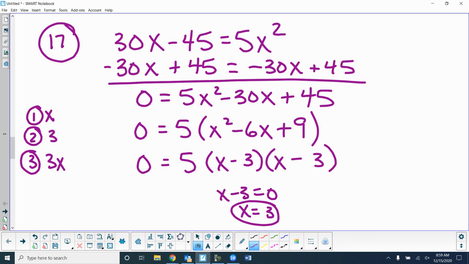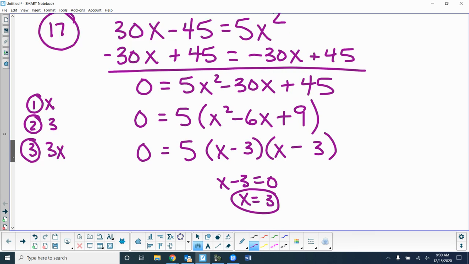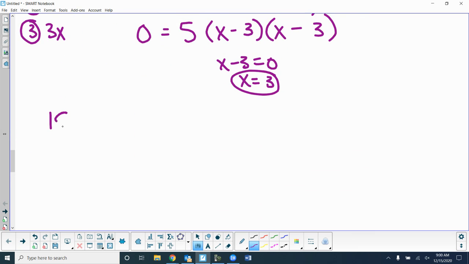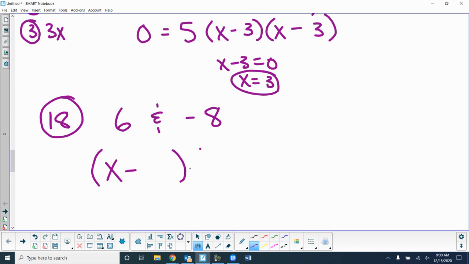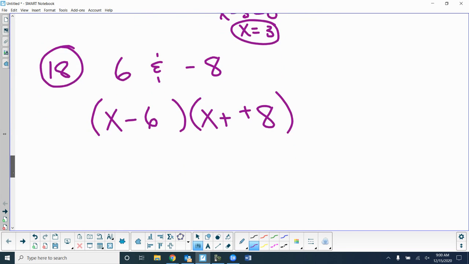Okay, 18. Easy problem. Should be fresh in your mind. Going backwards, they're giving you the zeros: 6 and negative 8. The way we do this is we start with our factors. Always start x minus, and we just put those numbers in. Put a 6 in and a negative 8. Well, what's x minus a negative 8? Plus, right? Just FOIL and you're done.